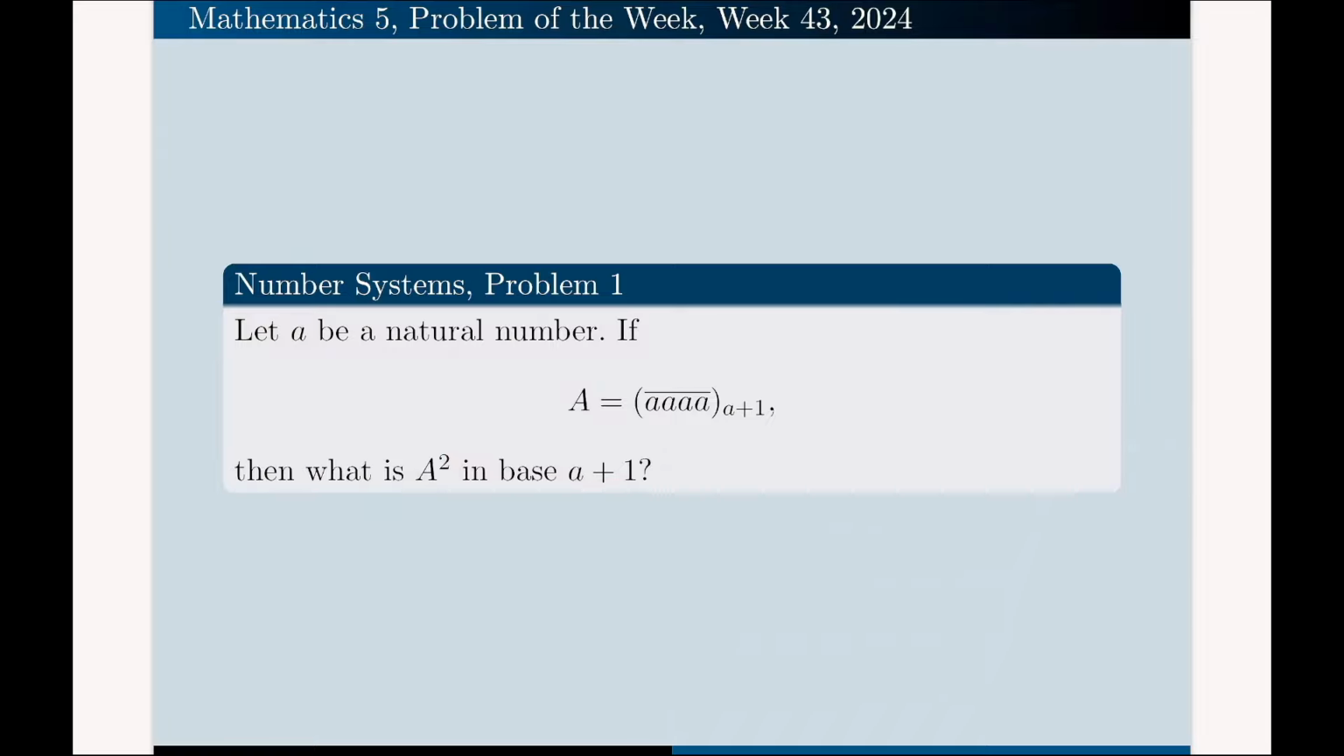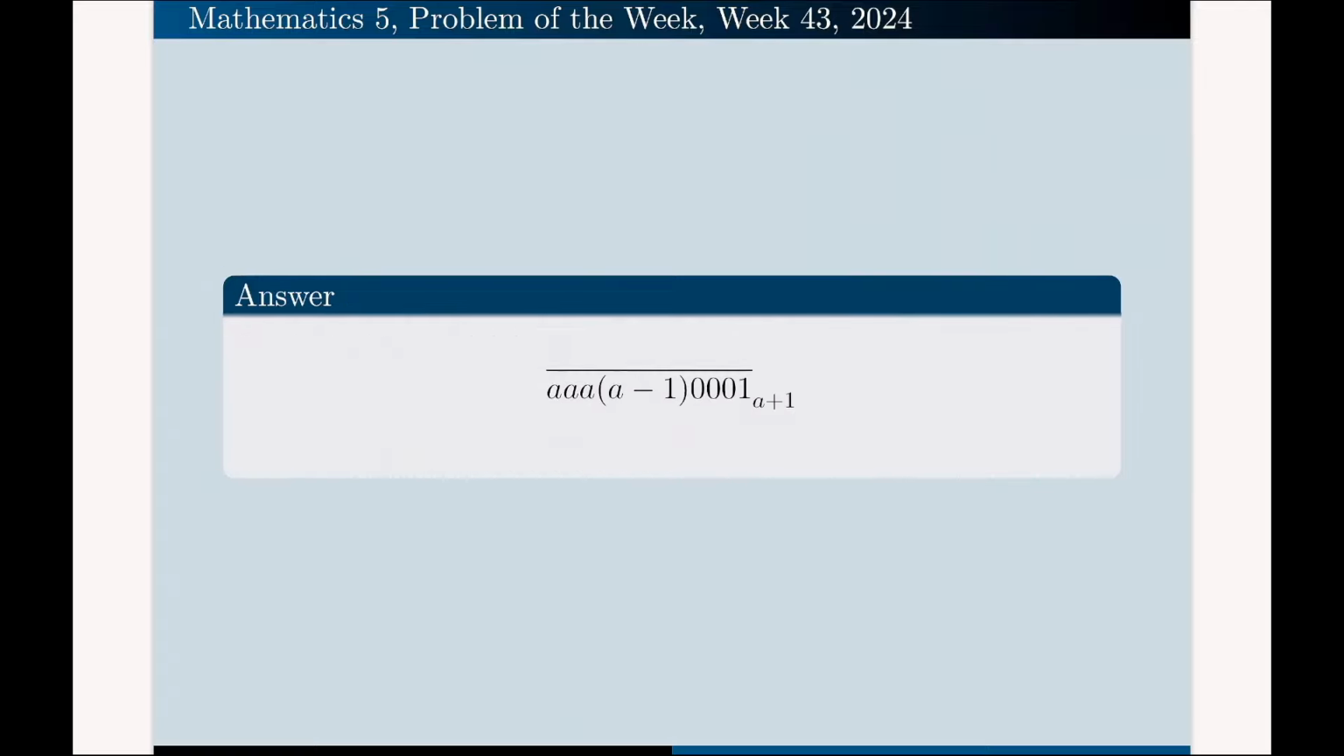It would be a good idea if you pause the video at this point and try to solve the problem yourself first. If you do your calculations correctly, the answer that you will get is as follows. It becomes an 8-digit number, A minus 1, 0, 0, 0, 1 to the base A plus 1.